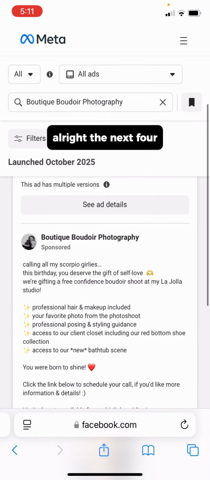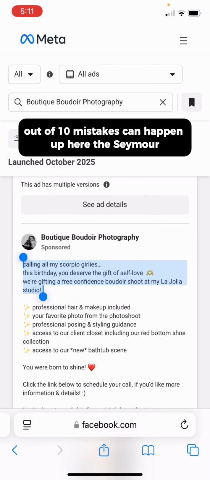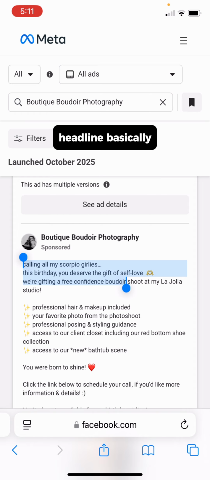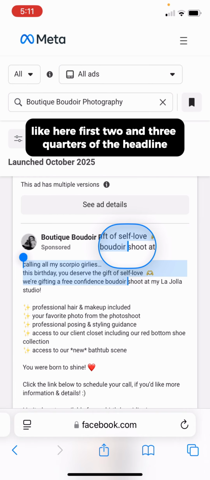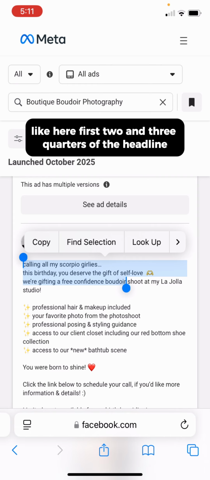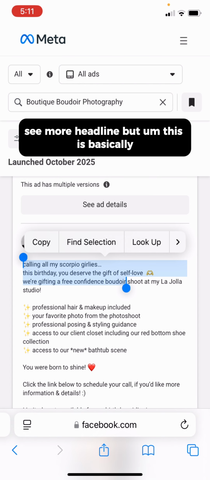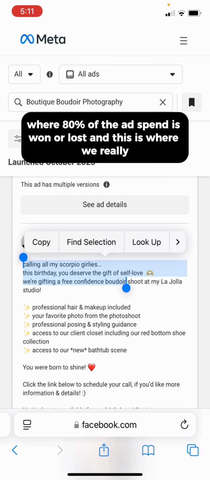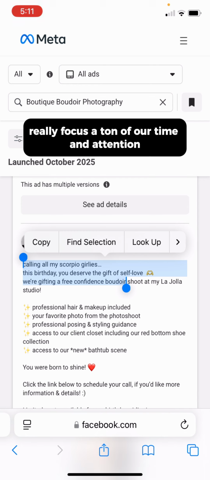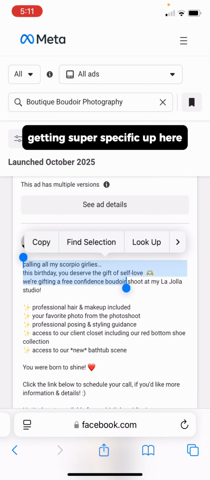All right, the next 4 out of 10 mistakes can happen up here, in the see more headline. Basically, here, the first two and three-quarters lines of the headline, before see more. This is where 80% of the ad spend is won or lost, and this is where we focus a ton of our time and attention, getting super specific up here.